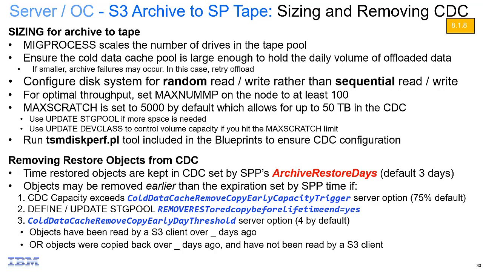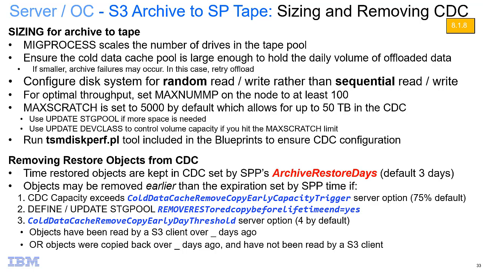Now, if you have to remove restore objects from the cold data cache prior to when they would normally expire off, there's a couple things to think about. First of all, the restored objects are kept in the cold data cache for the amount of time set by the Spectrum Protect Plus Archive Restore Days. And by default, that's 3 days. Now, those can be removed earlier than that if the following things are met. First of all, if your CDC capacity exceeds the Spectrum Protect server option of cold data cache remove copy early capacity trigger, which by default is 75%.